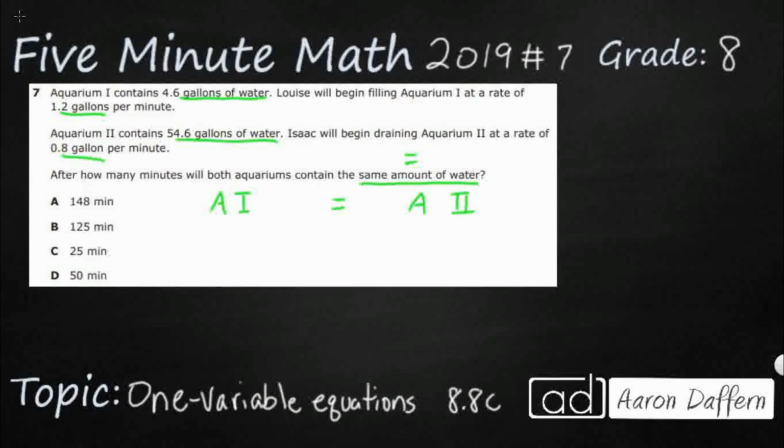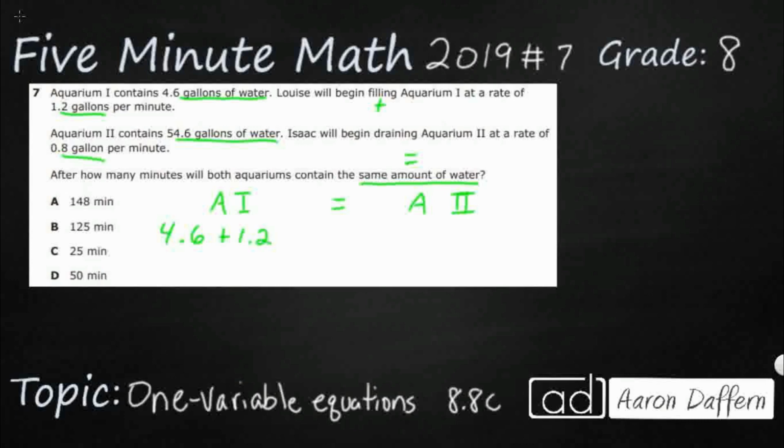And so what we need to do is substitute what we know about A1 and A2. So aquarium 1 contains 4.6 gallons. All right, so that's going to be our constant. That's not increasing or decreasing at a certain rate. That's just what you're starting with, 4.6. And then we're going to begin filling at a rate of 1.2. So when you're filling, we're going to add. We're adding to something when we're filling.